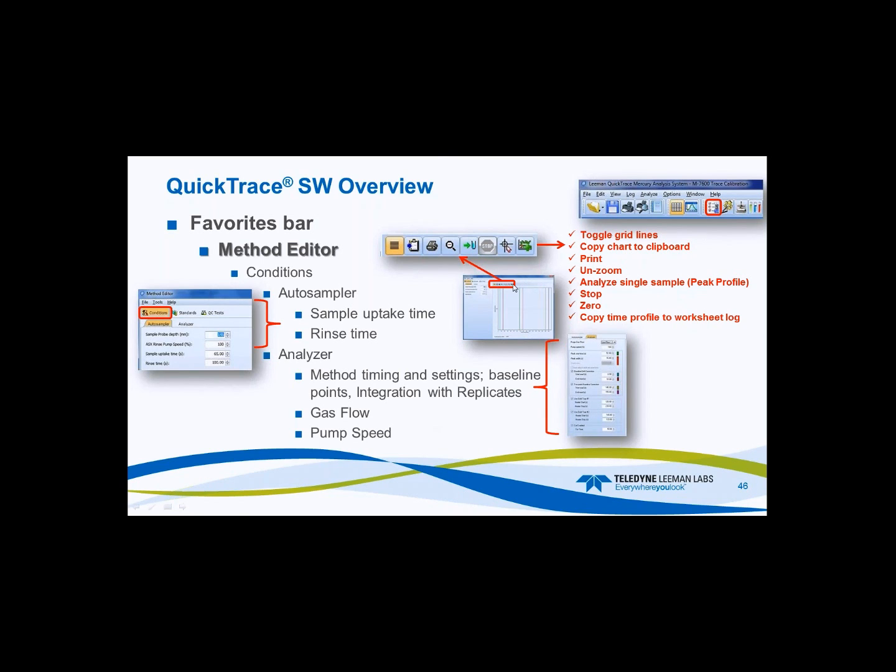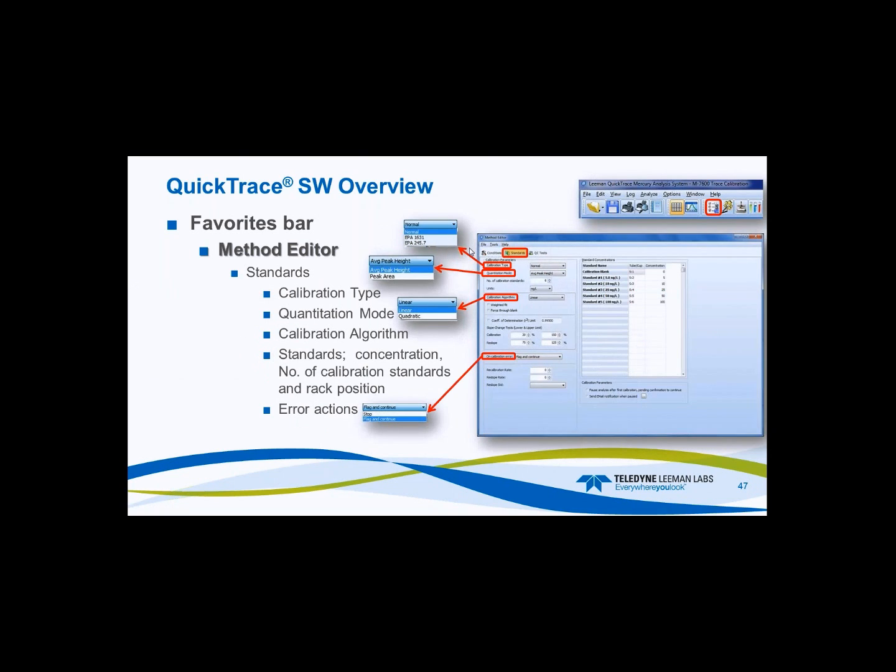And then also the icons on top of the graph. You can toggle between grid lines, copy to chart, print, unzoom, and so forth. You can take the peak profile and drop it into the log, stop, start, zero, and neat features like this. And this is where you would do the peak profile to check your timing and to adjust it.